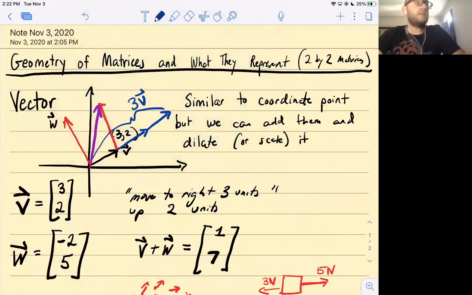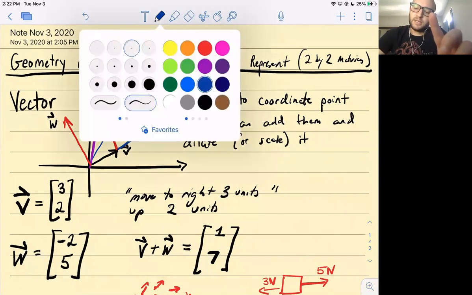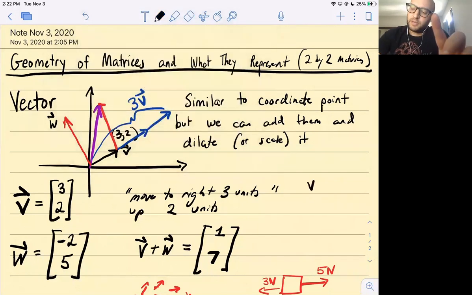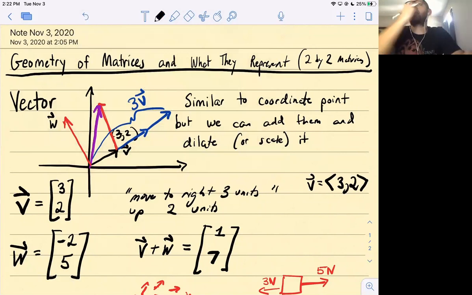Okay. Very simple and nice idea. Very similar to the XY coordinates that you learn, except the only difference is that you have slightly more structure, and we generally write them as a column. Sometimes you can write them as a line, and I've seen this notation as well. But I like to use column because column is very nice for matrices. Okay.